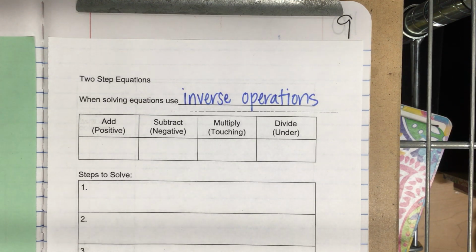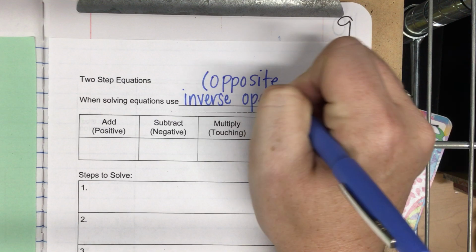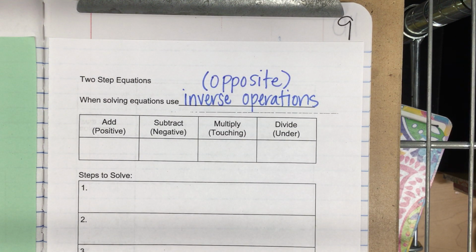Use inverse operations. Who can tell me? Raise your hand. What does it mean, inverse? Inverse operations. Alex, what does it mean? Opposite. Perfect. Let's put that in parentheses. Opposite. When solving equations, equations have equal signs. When solving equations, use inverse operations, and inverse means opposite.